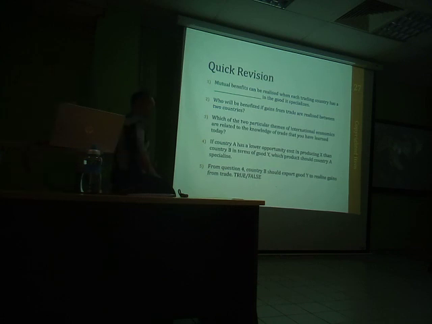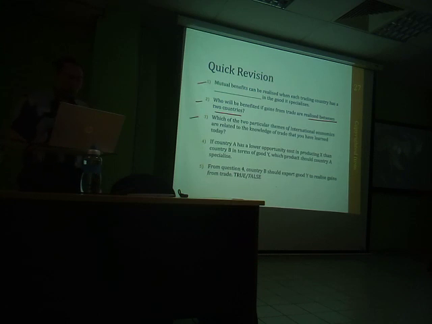Let's do some quick revision, but I'll try to shorten the time for the next topic though. Mutual benefits can be realized when each trading country has a blank in which it specializes. What is the term here? When each trading country has comparative advantage. Okay, when it has comparative advantage. Question two. Who will be benefited if gains from trade are realized between the two countries? You remember the blue line and the brown line as well? If you trade, the consumers will be benefited, right? Because consumers will have more choices, right?